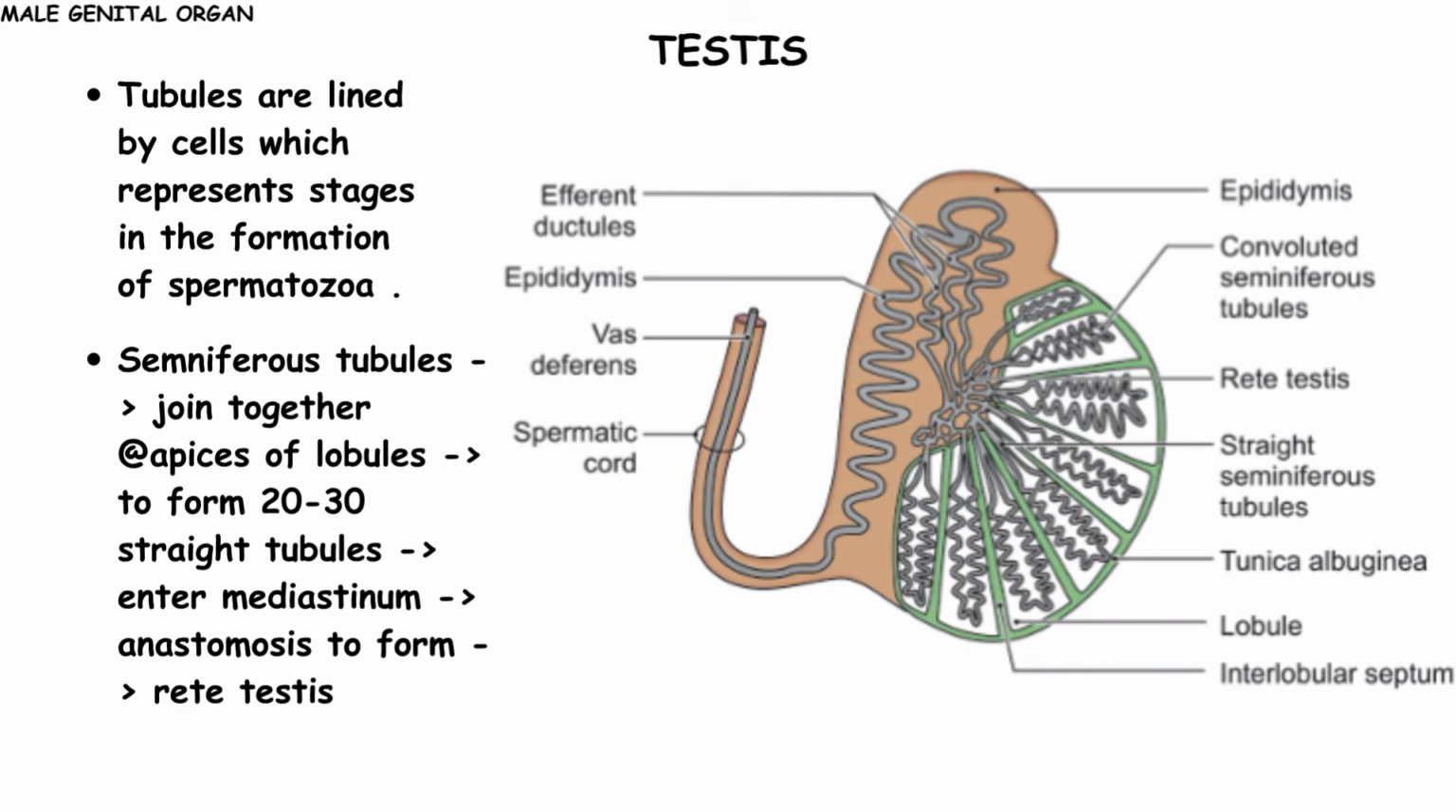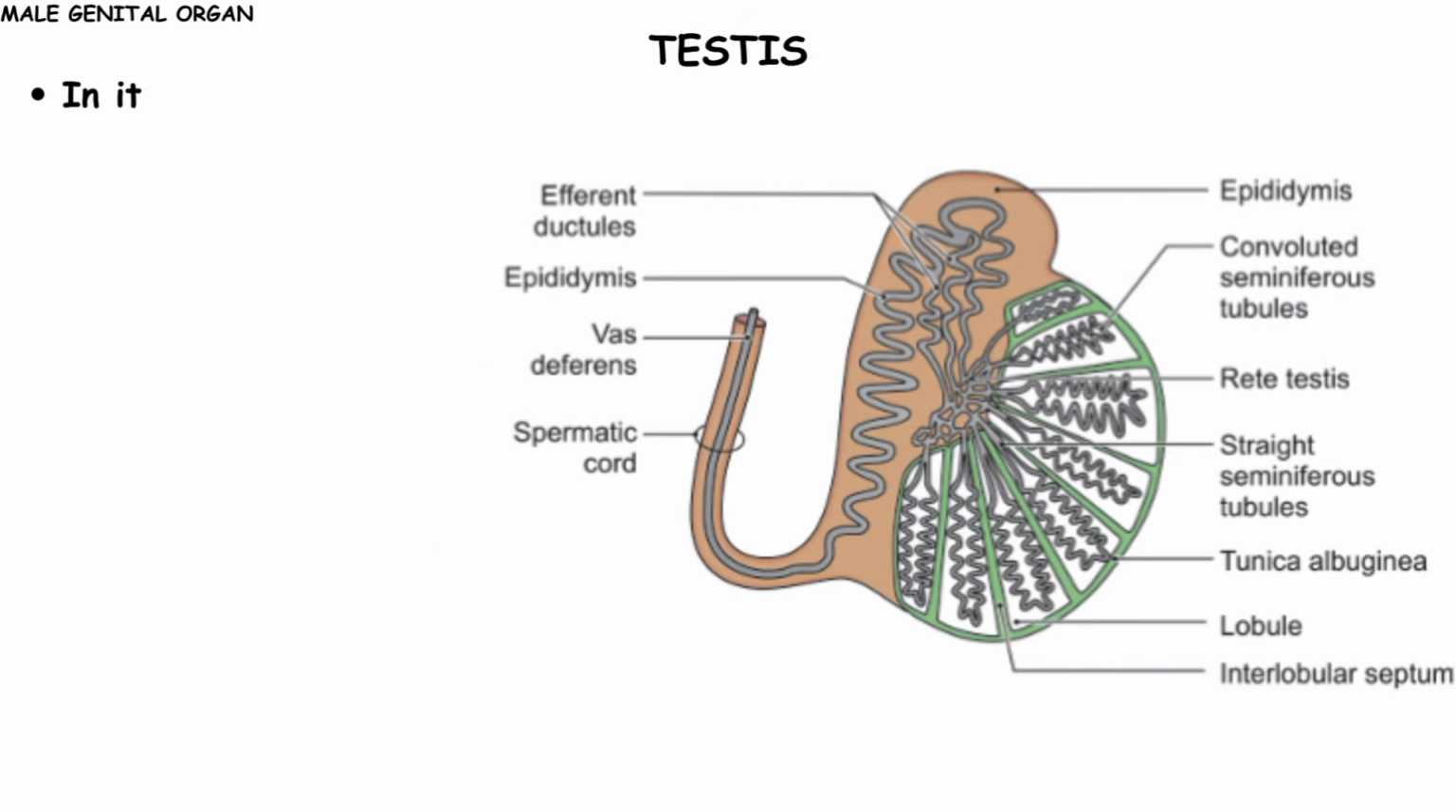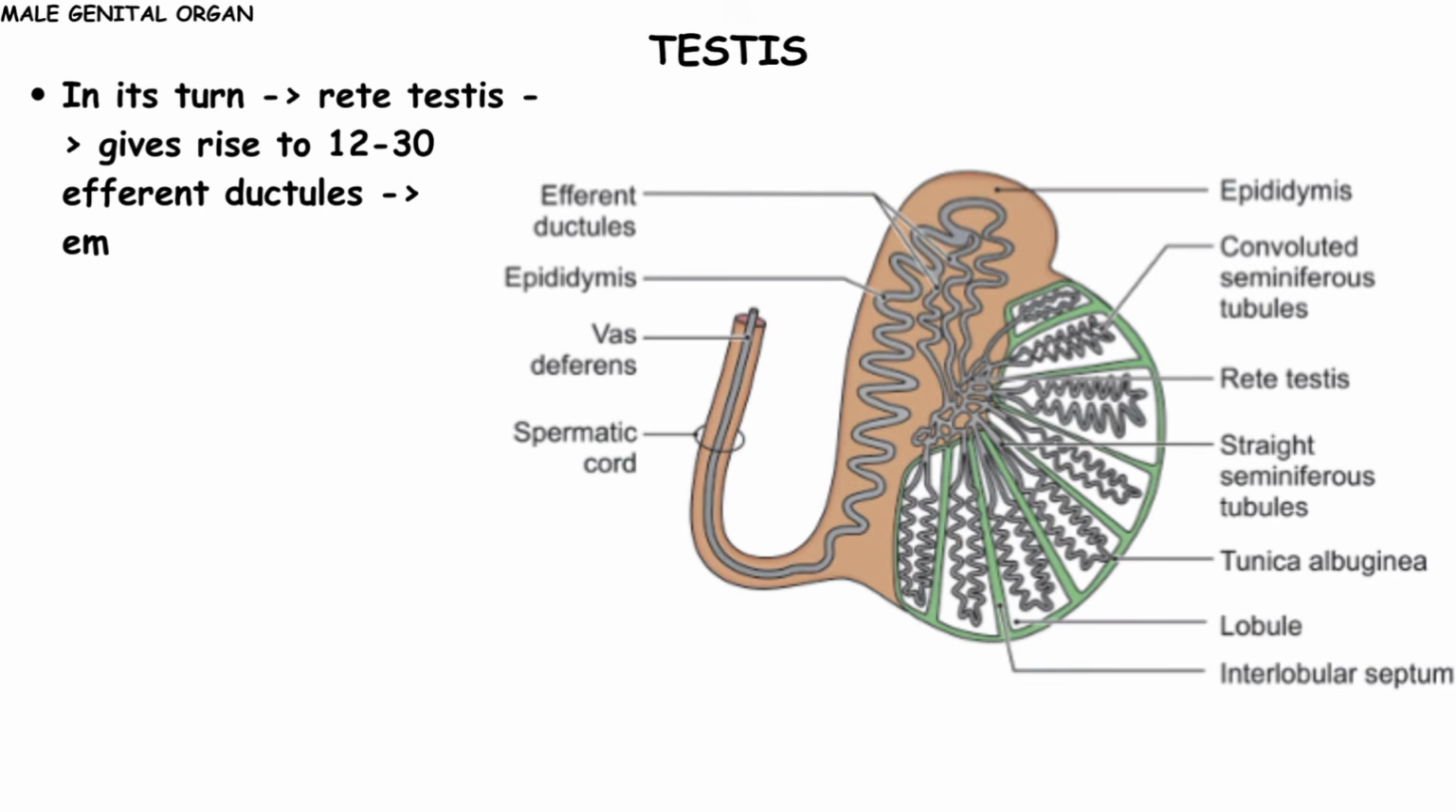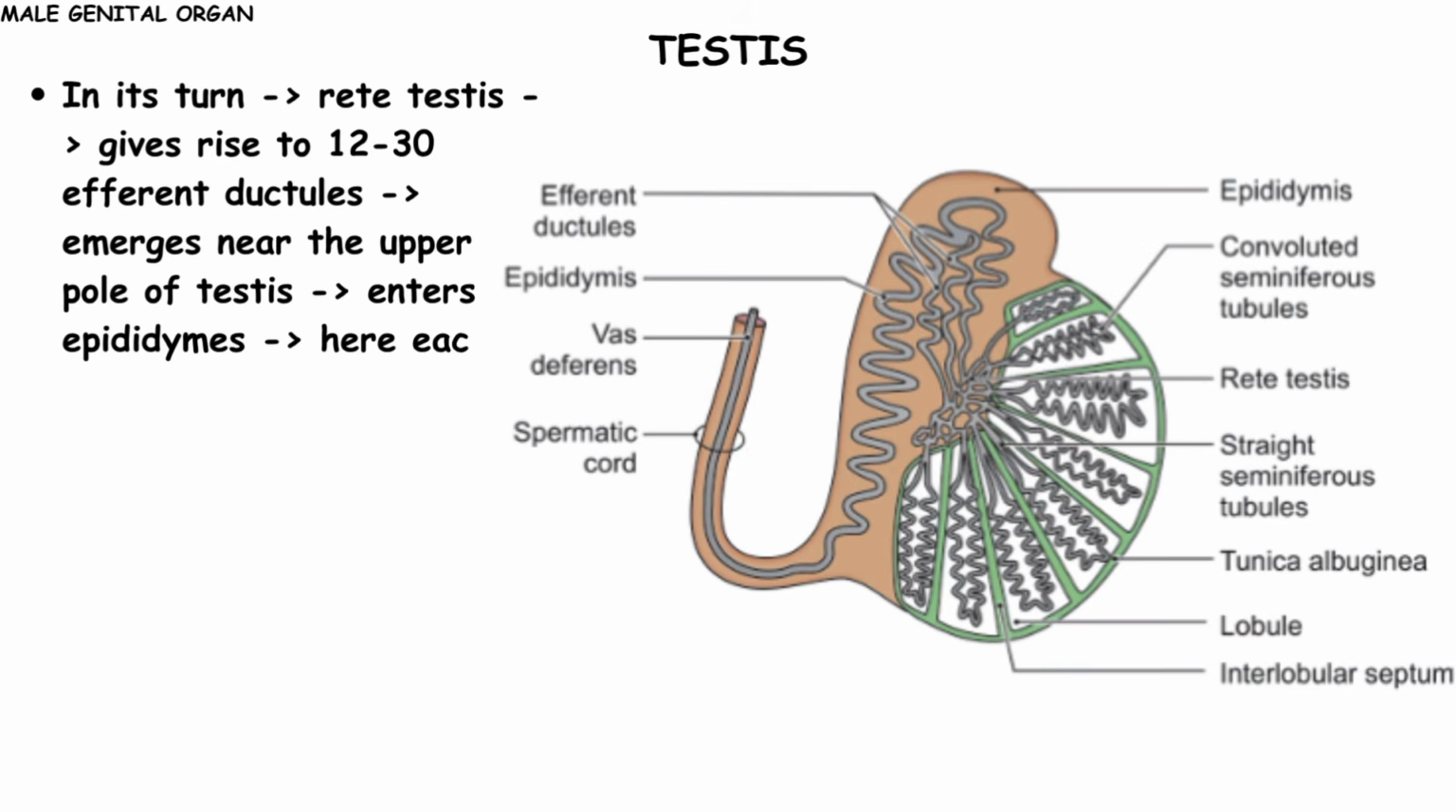Seminiferous tubules join together at the apices of the lobules to form 20 to 30 straight tubules, which enter the mediastinum and anastomose to form the rete testis. In its turn, the rete testis gives rise to 12 to 30 efferent ductules, which emerge near the upper pole of the testis and enter the epididymis.